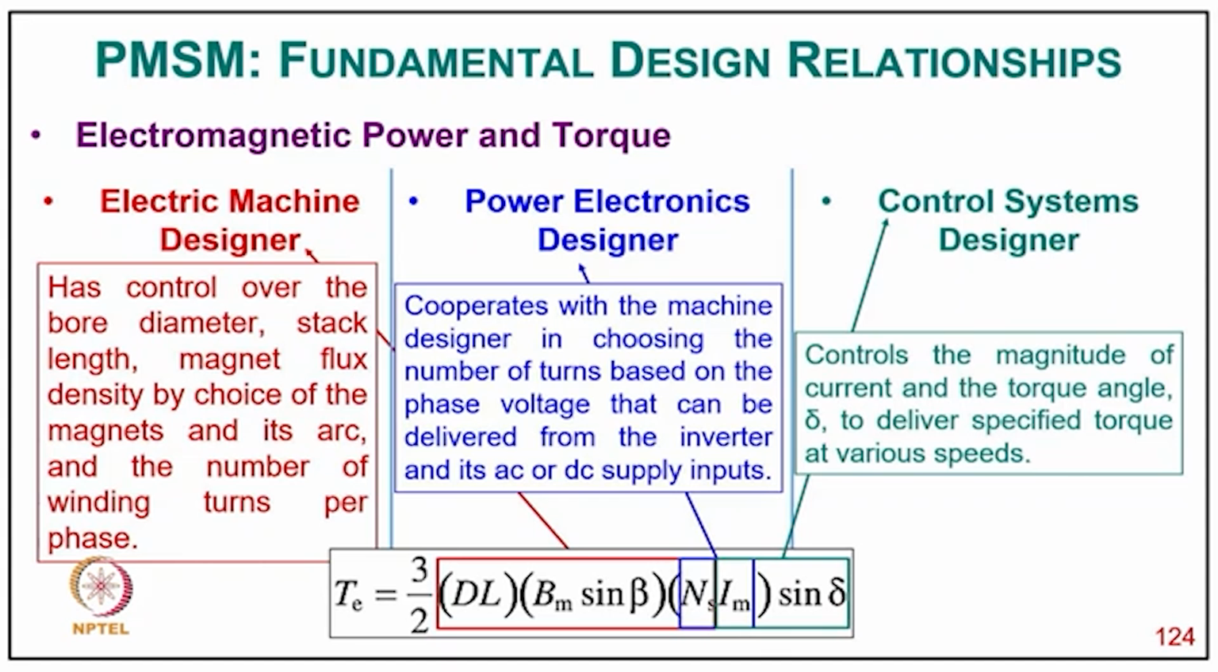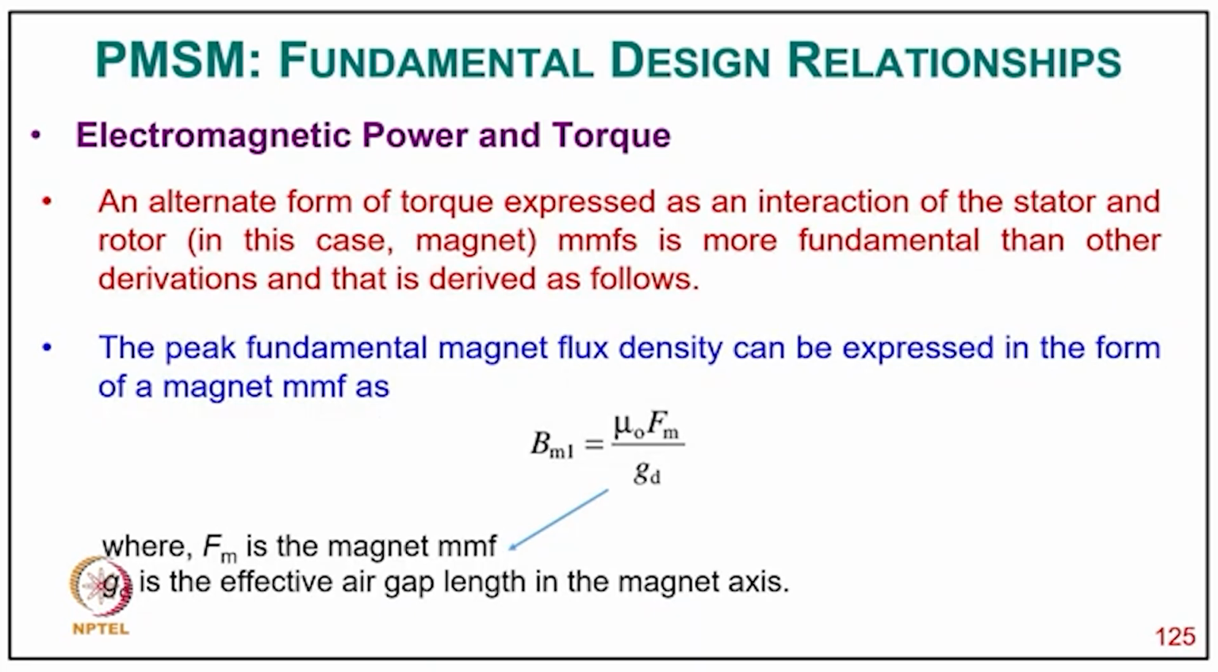And the control system designer typically controls the magnitude of the current and the torque angle delta to deliver the specified torque at various operating points. And here is T equal to 3 by 2 dl Bm sin beta Ns Im into sin delta. So there are three different components that decide the electromagnetic torque here.